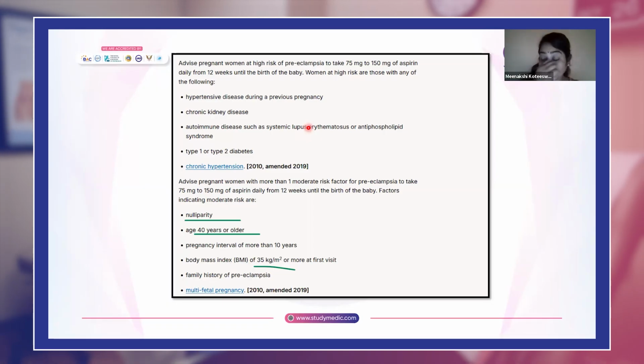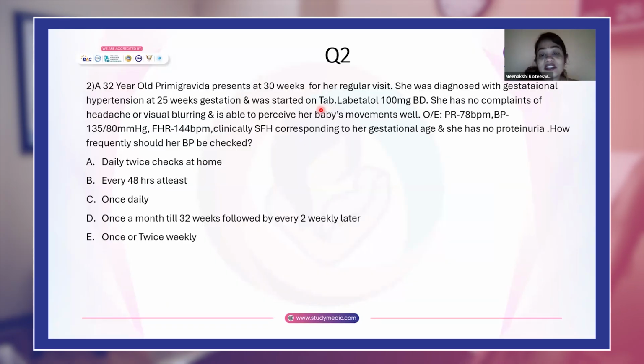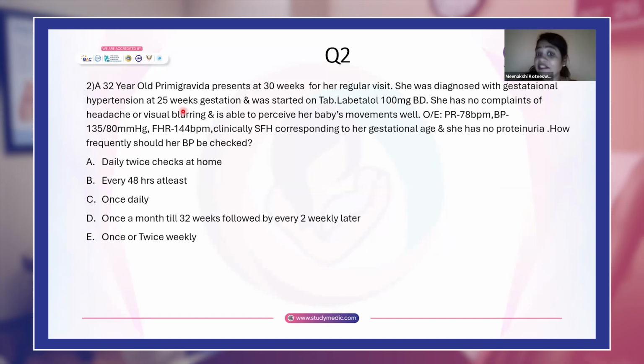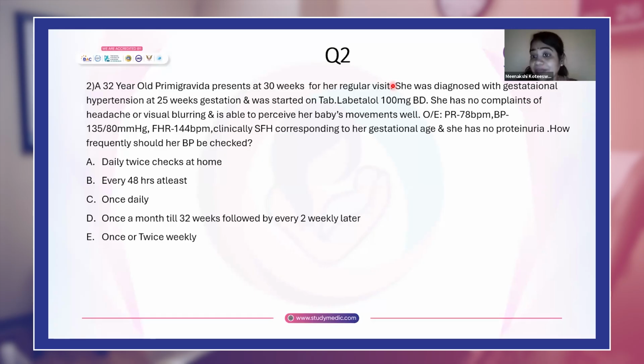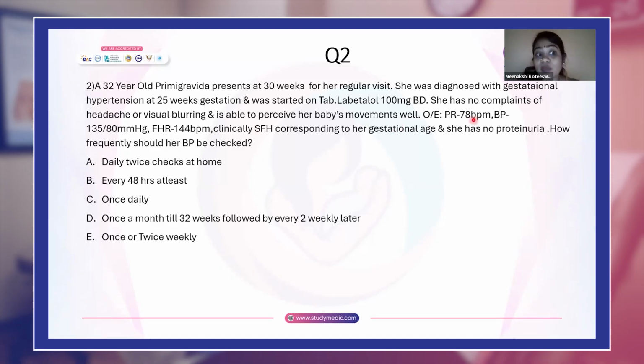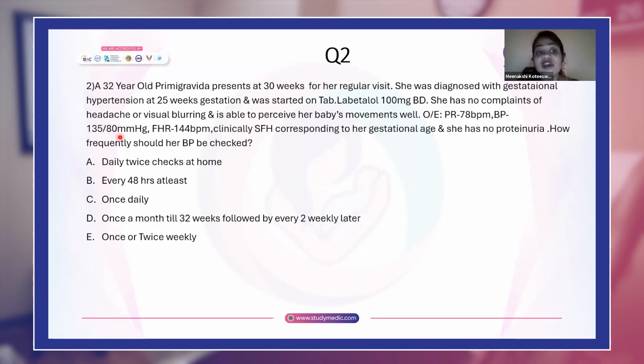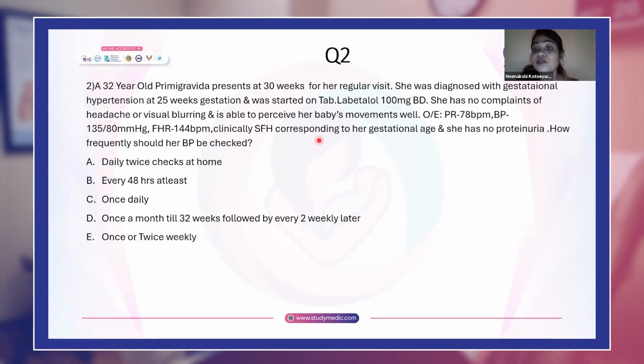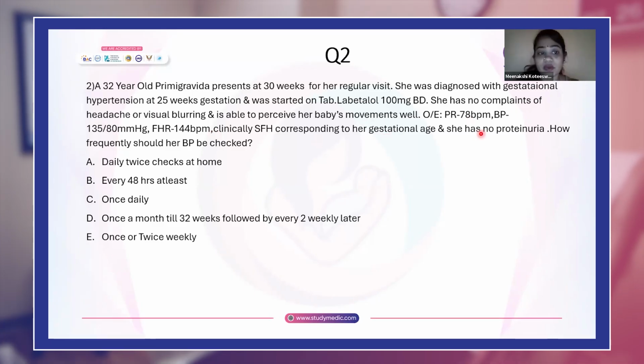A 32-year-old primigravida presents at 30 weeks for her regular visit, diagnosed with gestational hypertension when she was 25 weeks and started on labetalol 100 mg BD. She has no complaints of headache or visual blurring and feels her baby's movements well. Her pulse rate is 78, blood pressure is 135 by 80 millimeters of mercury. Fetal heart rate is 144 beats per minute, and clinically the symphysiofundal height corresponds to gestational age, and she has no proteinuria. How frequently should her BP be checked?